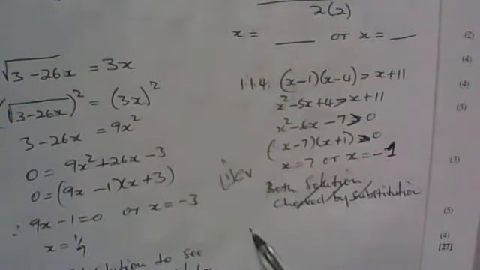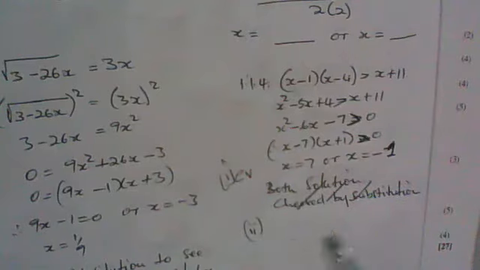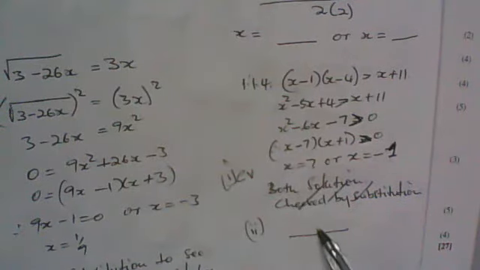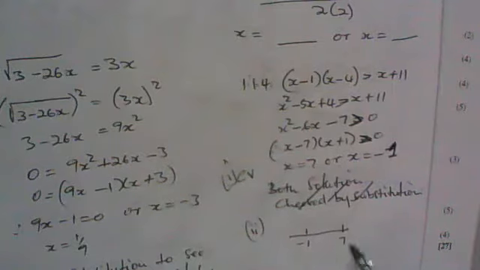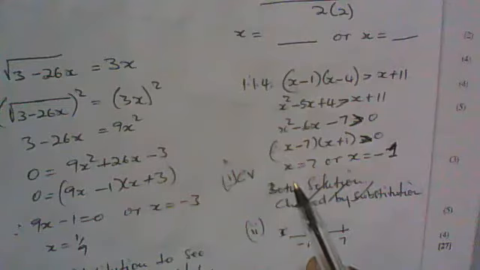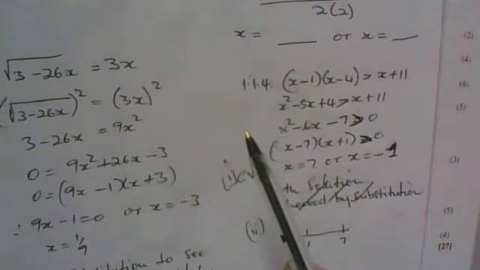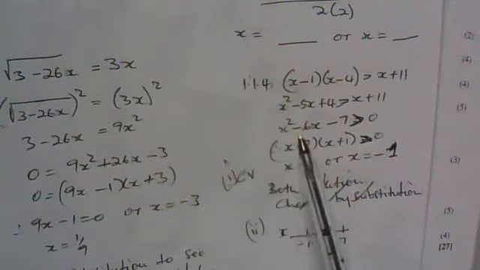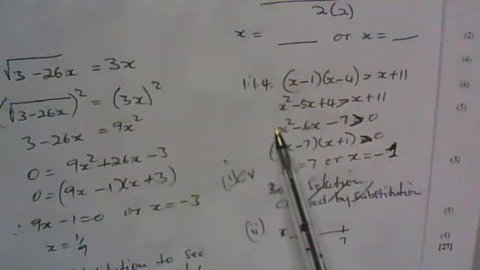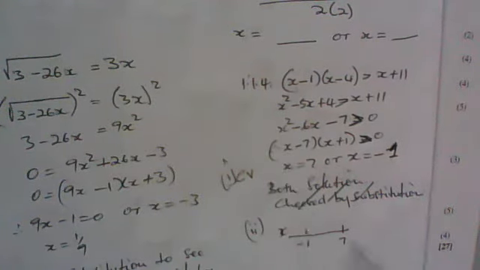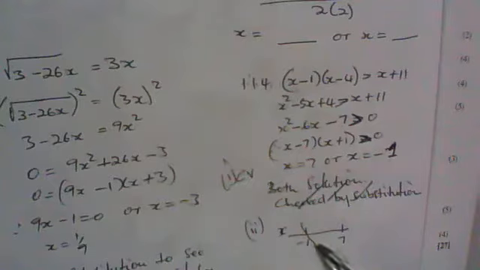Now, the second thing is to draw the graph. You have minus 1 there, and then 7 on that side. This is x. So what's going to happen? Your graph is concave up, because your a here is positive. It will be concave up. Now we draw this concave up.